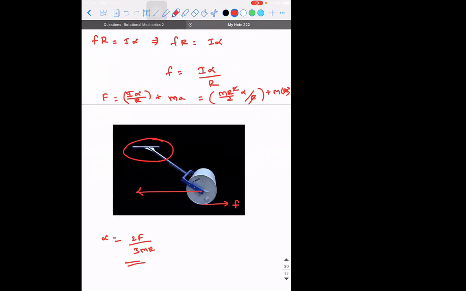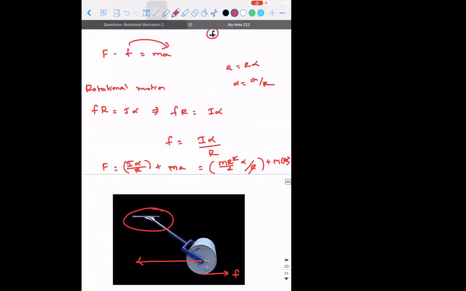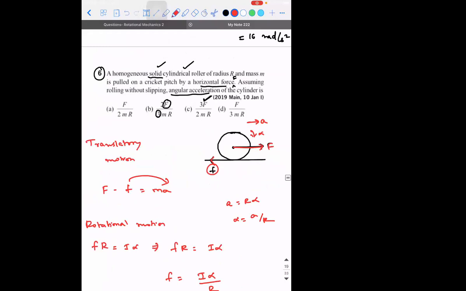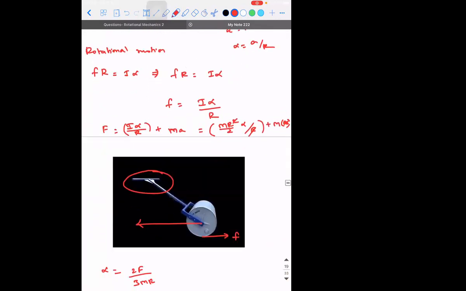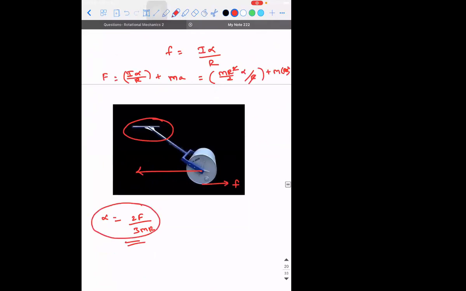So if in the future you face this kind of a question, if you see it as a cylindrical roller, then the horizontal force is applied, because they mentioned the scenario where it is being used. In a real-time application, the force has to be applied only at the center. So alpha is equal to 2F divided by 3 into M into R. I hope you are able to understand that it is still rotating about its center of mass. It is still rotating about its center, to find out what is the axis of rotation.